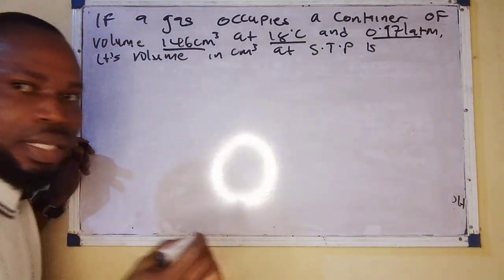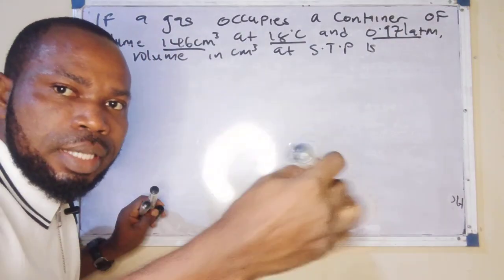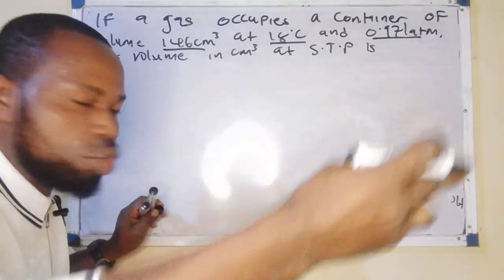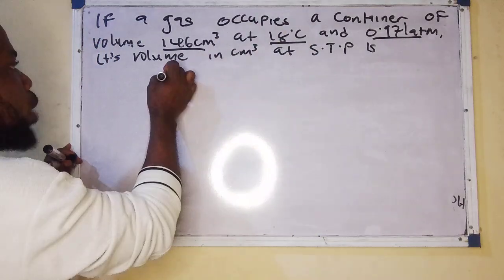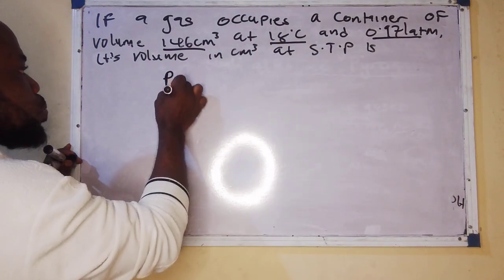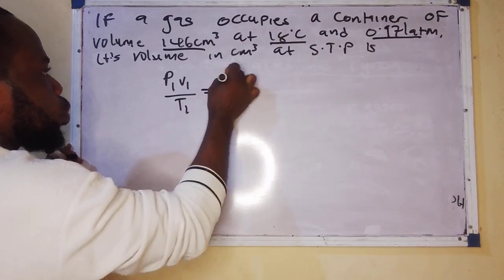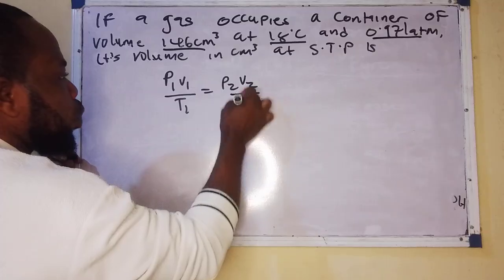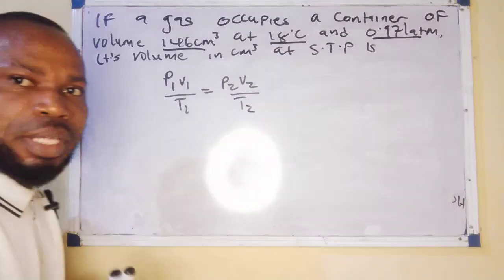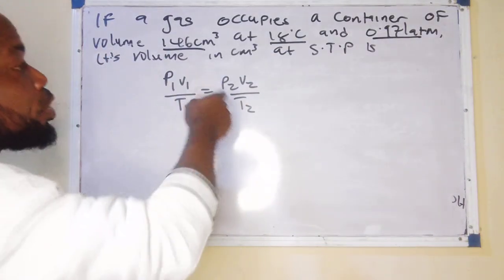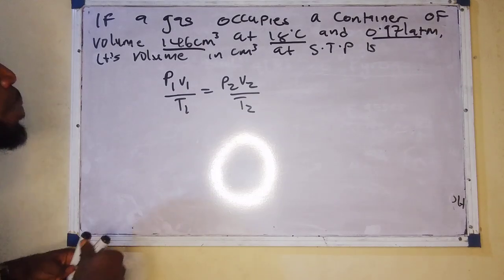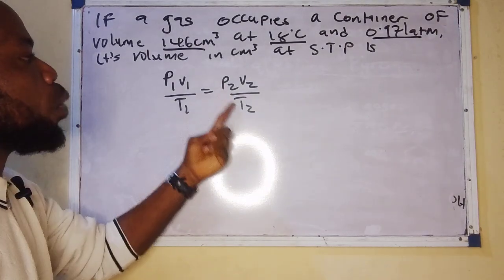Now, there's a formula that tends to relate volume, temperature, and pressure. And what formula is that? That formula is the general gas equation, which is P1 V1 over T1, which is equal to P2 V2 over T2. Now, there are some persons that might have difficulty solving a question like this because they might be looking at where is my P2 and where is my V2.